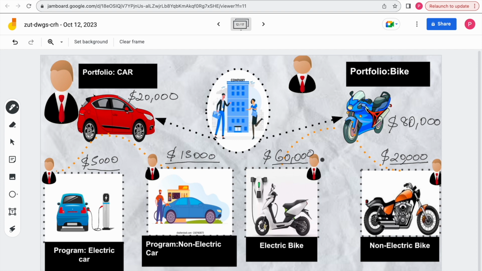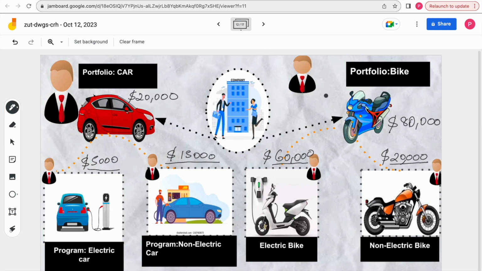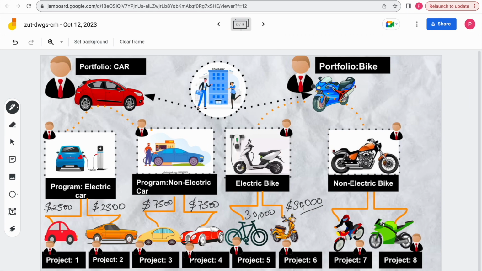Electric bike, the budget was $60,000. So we can give $30,000 to this model and $30,000 to this model. Okay, now next is non-electric bikes. So for non-electric bikes, the budget was $20,000. So $10,000 and $10,000 to each project.